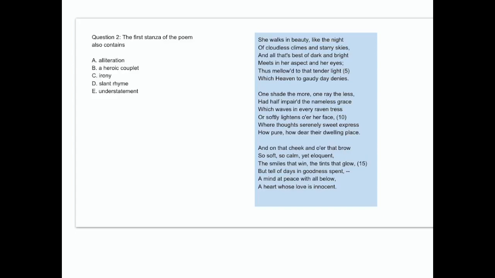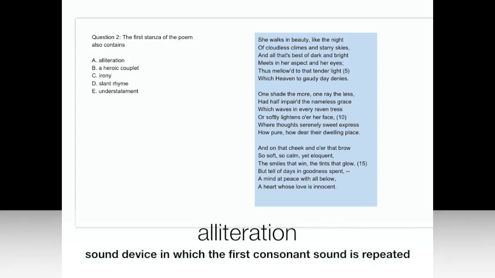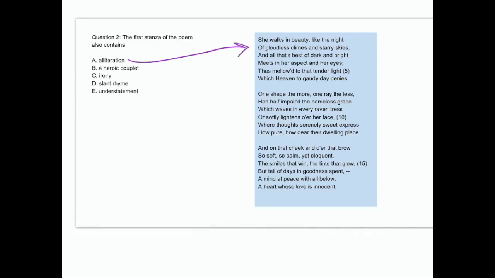Question 2. The first stanza of the poem also contains what? Here, you're required to know more literary devices and terms, and again, you probably got this one pretty fast, but we'll still run through them. A. Alliteration refers to the sound device where the first consonant sound in two or more words in close proximity is the same, and we have examples of that here in line 2 with cloudless climes and starry skies. So A is the correct answer.